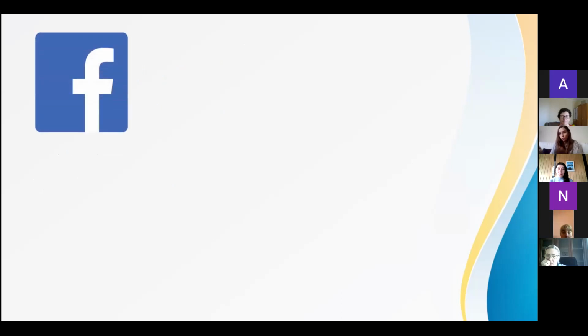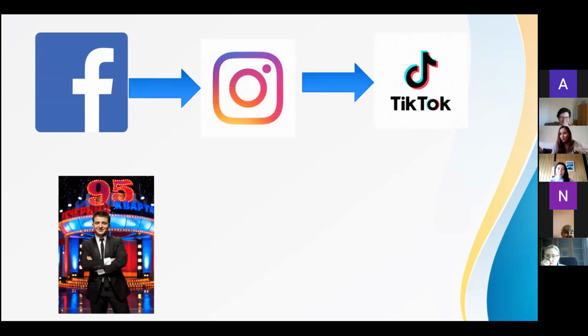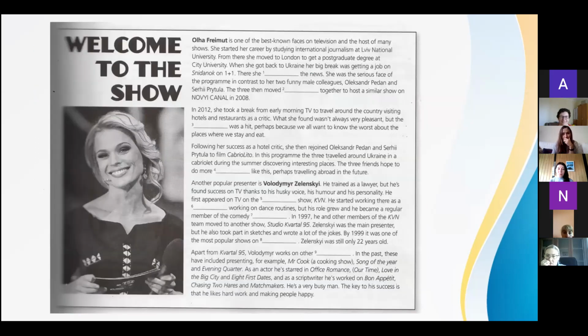And of course it should be relevant, like Facebook turned into Instagram, now it is TikTok. Our president was a comedian, now he is our hero, basically. But here is the text. I found the text where it was written. Another popular presenter is Volodymyr Zelensky. So basically, sometimes we have problems with our course books where the information is not updated, and you just don't need to follow it. If you understand that your learners don't understand it and don't want to learn it, and it's not relevant for them, you can skip, you can change.